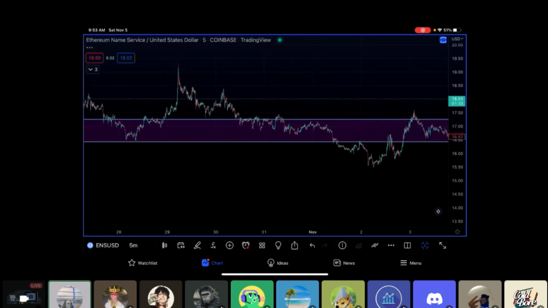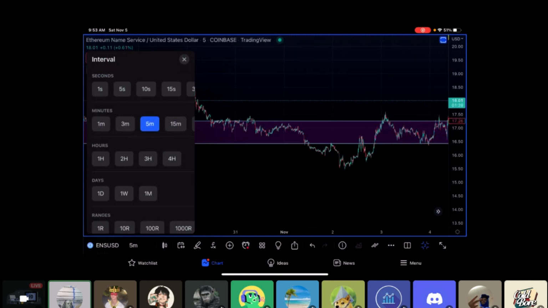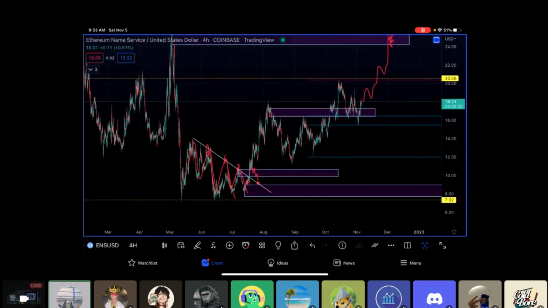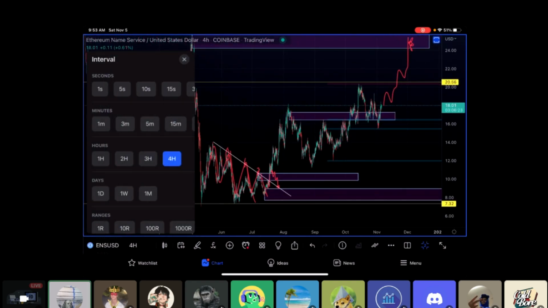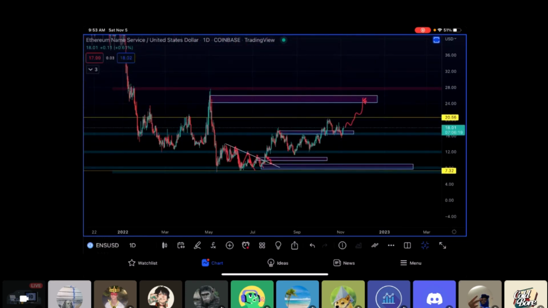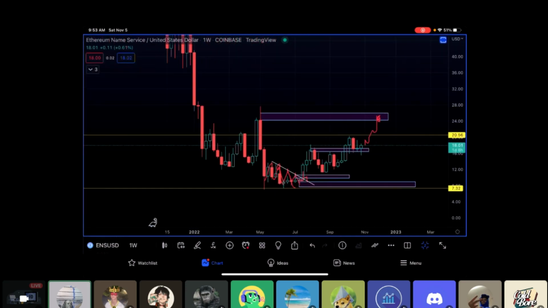You cannot see the big picture. You have to always mark up your zone in the high time frame. It doesn't matter what you're doing. If you want to find the key level, you go to 4 hours, you go to 1 day, you go to weekly, and then that's where you find your key levels.